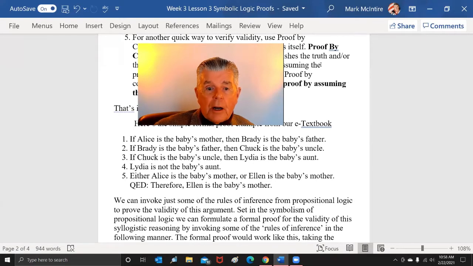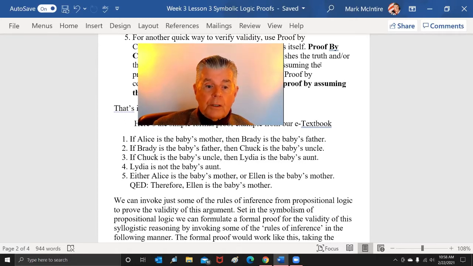And here it is. Here's the argument in ordinary language. Let's suppose somebody said to you, you know, if Alice is the baby's mother, then Brady is the baby's father. And if Brady is the baby's father, then Chuck is the baby's uncle. And if Chuck is the baby's uncle, then Lydia is the baby's aunt.